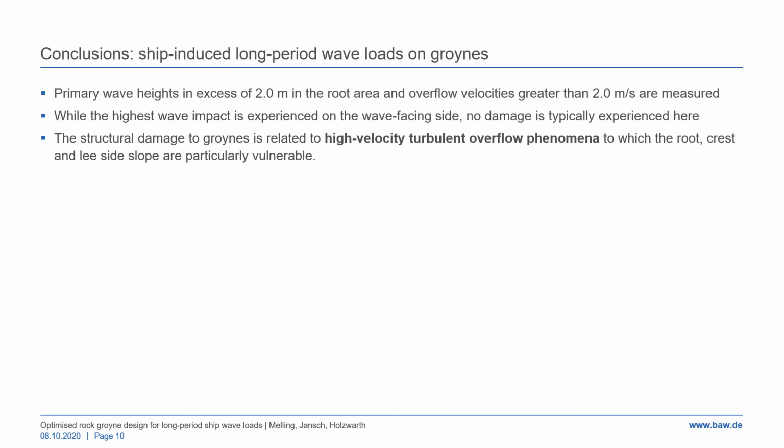To summarize the findings of our field experiment, we have seen that primary wave heights in excess of 2 to 2.5 meters in the root area and overflow velocities exceeding 2 meters per second could be measured at the site. Whilst the highest wave impact is experienced on the wave-facing side, no damage is typically experienced here. The structural damage to groynes is related to the high velocity turbulent overflow phenomena to which the root, crest, and lee side slope are particularly vulnerable.